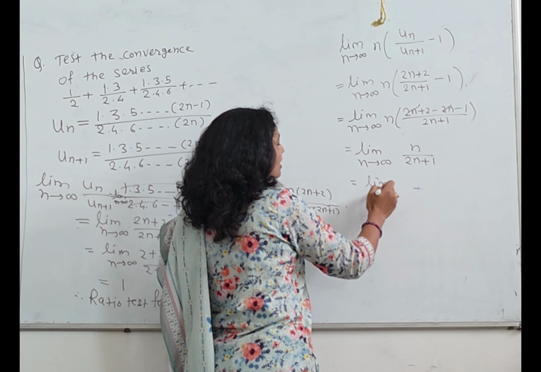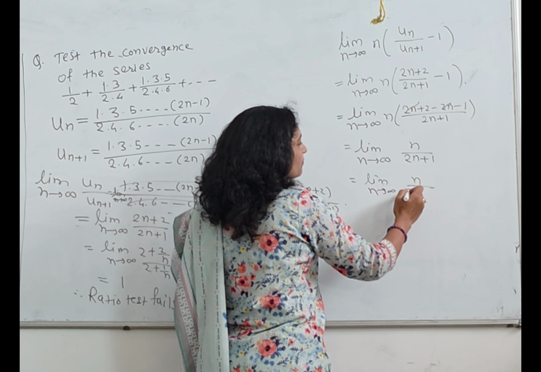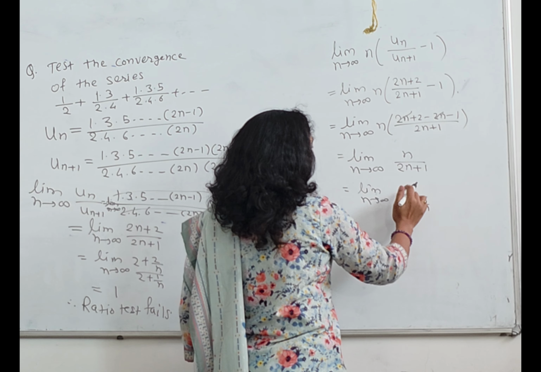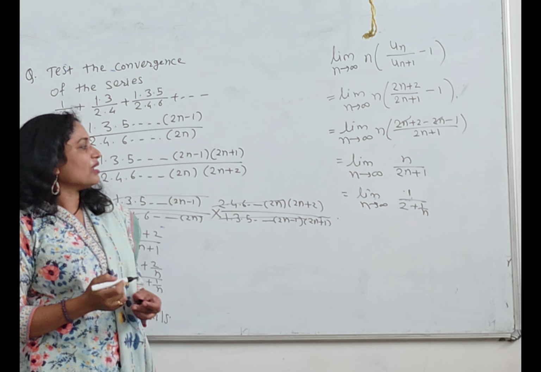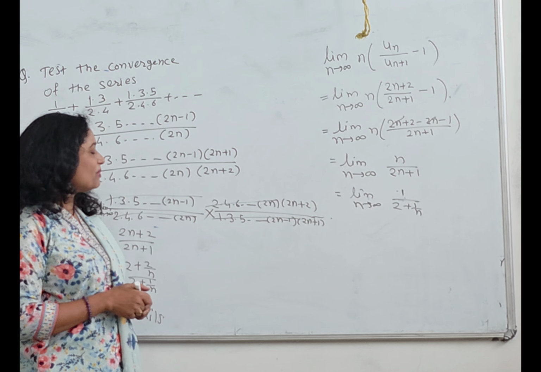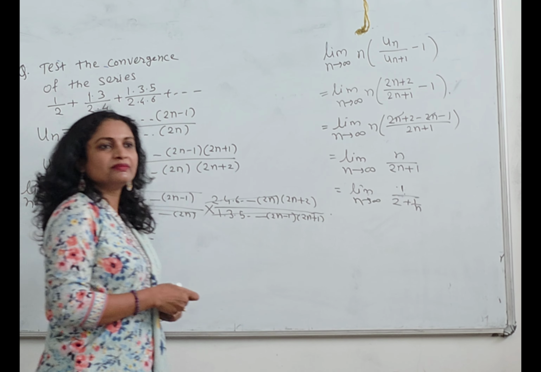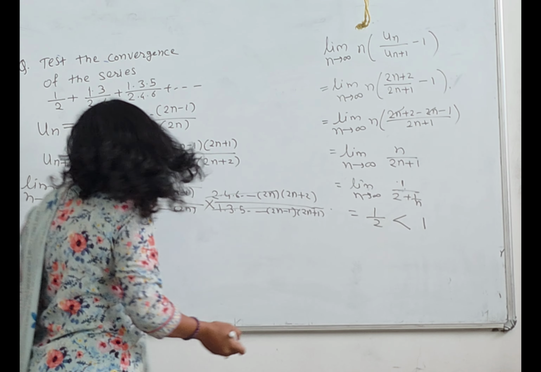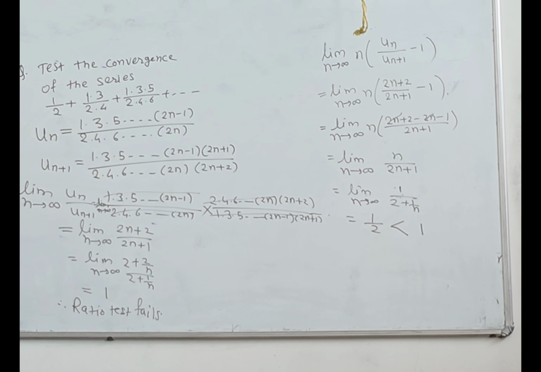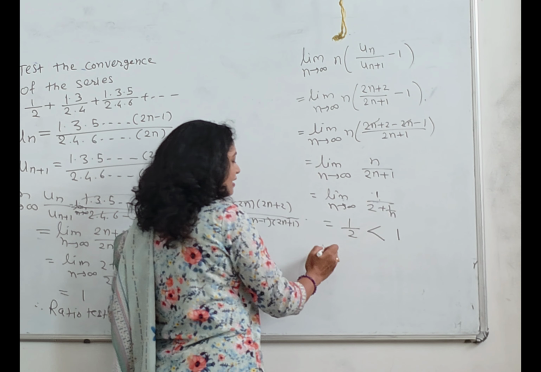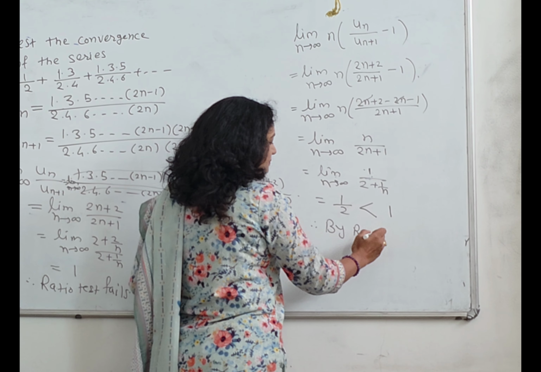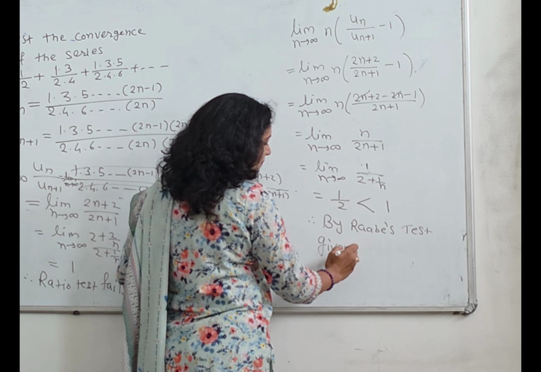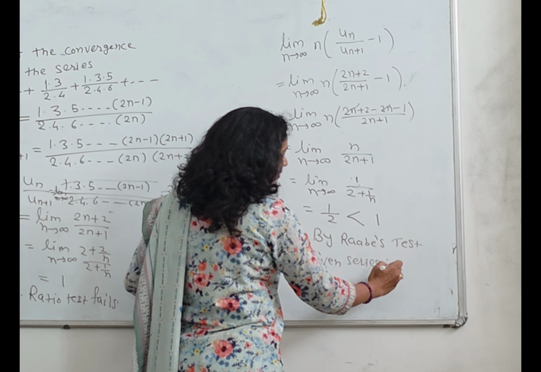Yes. So you will have here n upon 2 plus 1 upon n. Sorry, it will be 1 upon 2 plus 1 upon n, by dividing numerator and denominator by n. Put the limit, what will you get? 1 by 2, which is less than 1. So by this test, Raabe's test, your series is divergent. So you need to write here: by Raabe's test, the given series is divergent.